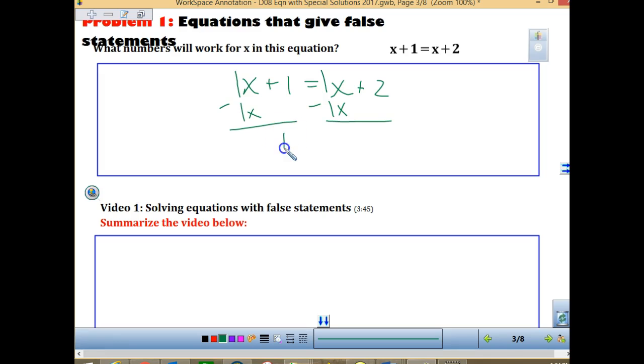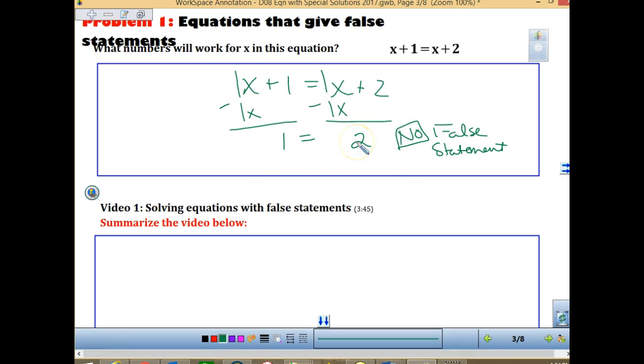1 plus 2. 1 is equal to, what do you have on this side? Just 2. Does 1 ever equal 2? No. This is a false statement, okay? You do not get to put down false statement for your answer. And we're going to talk about what you will be writing for your answer.